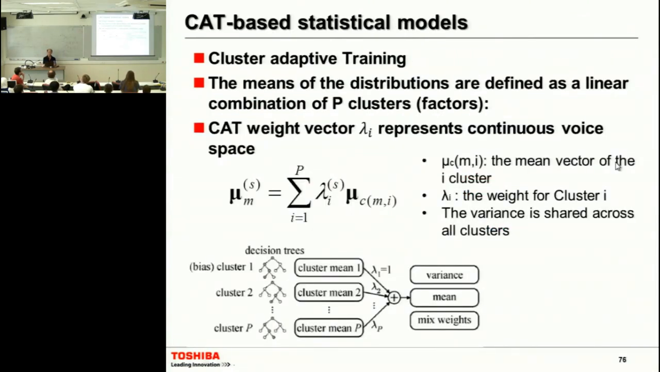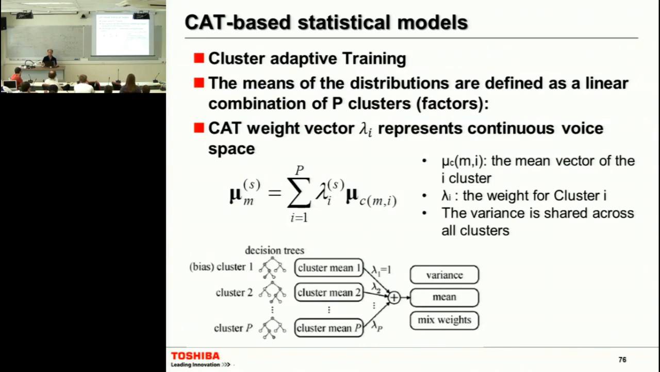And the next demonstration is using cluster adaptive training-based statistical speech synthesis. So I will explain a little bit about CAT-based, cluster adaptive training-based statistical models. So we train cluster models using cluster adaptive training. And in this model, the mean of the distribution is defined as a linear combination of P clusters like this. We have different clusters, and each cluster has a different decision tree for regression. And combining the mean vectors from each different cluster, we can create mean vectors like this.